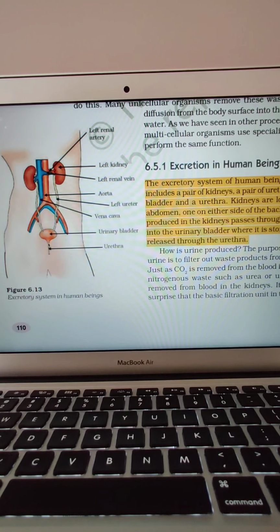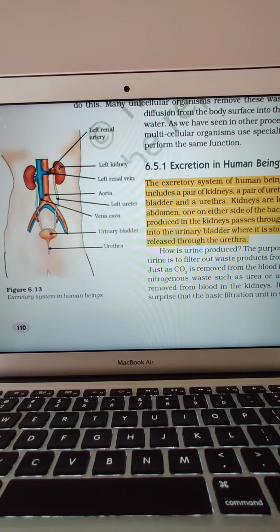The opening of the urethra is guided by a sphincter muscle which controls the opening and closing of this urinary bladder. When this urinary bladder gets filled with urine and exerts a pressure, the sphincters present over here get relaxed, and you feel an urge to pass urine. So this is how the excretory system functions in your body. Later in the next video we will study in detail how the formation of urine takes place.